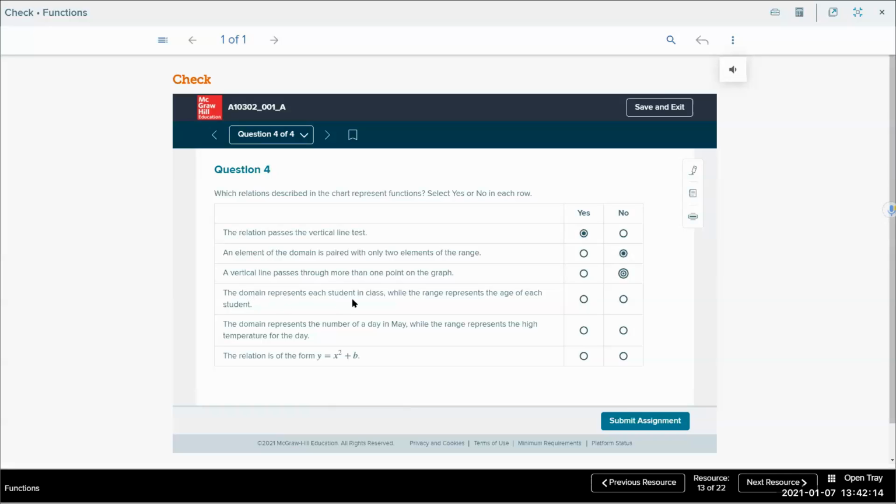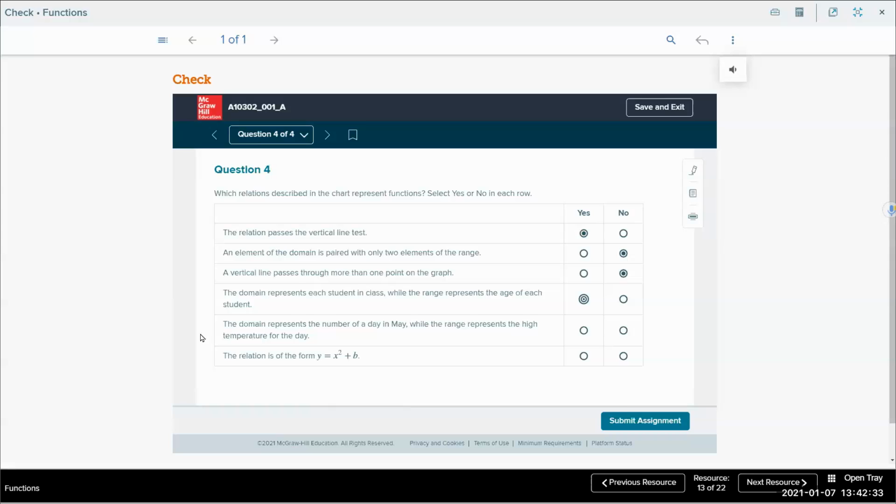The domain represents each student in class, while the range represents the age of each student. Well, every element in the domain is a student, and every element in the range is a student's age, and no student could have more than one age at any given point in time. So yes, this is a function. Every element in the domain has one element in the range.